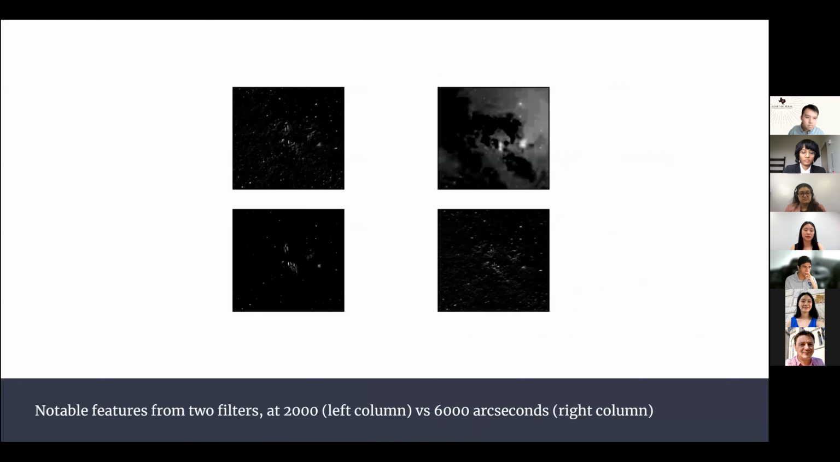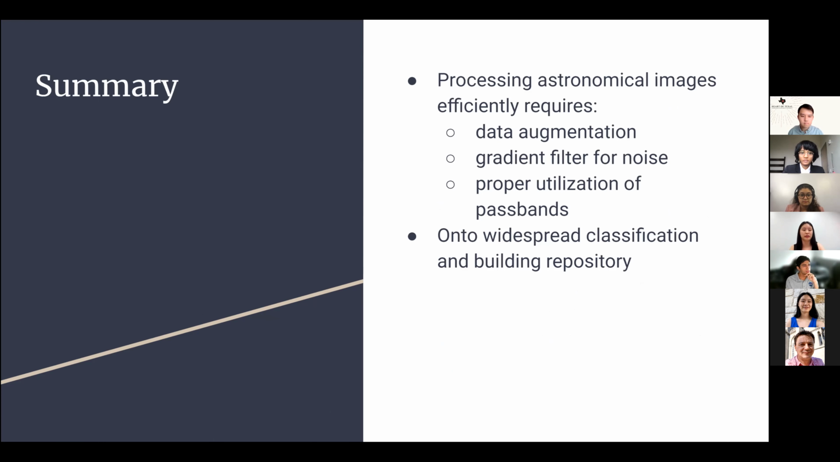Here are some notable features that were extracted at the first layer of output. Again, the AlexNet pipeline has about 4 layers of feature extraction. This is from the first layer. As you can see, larger images have a much easier time of recognizing these gaseous features. Sorry, I'll try and speed through these.